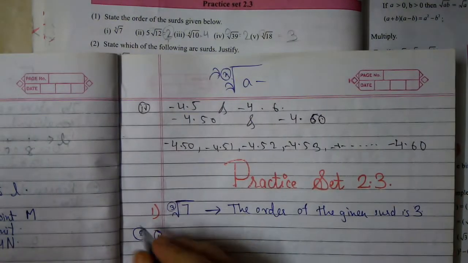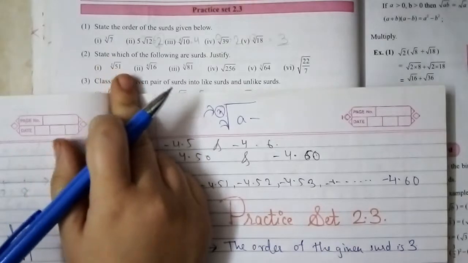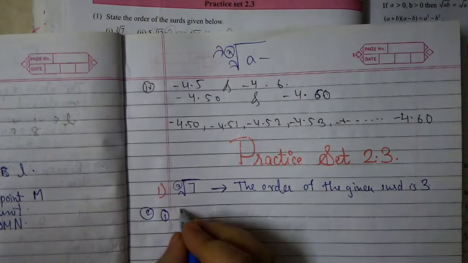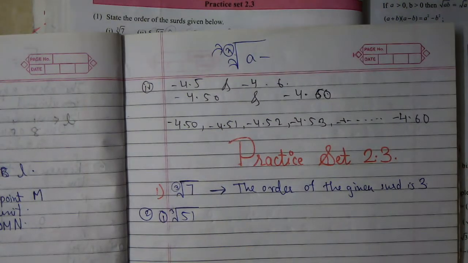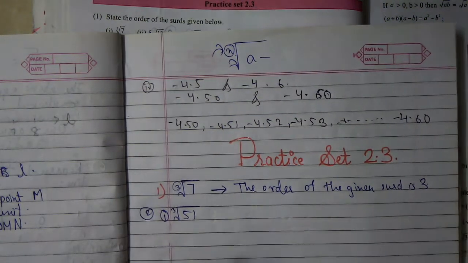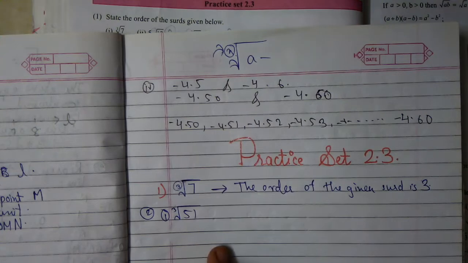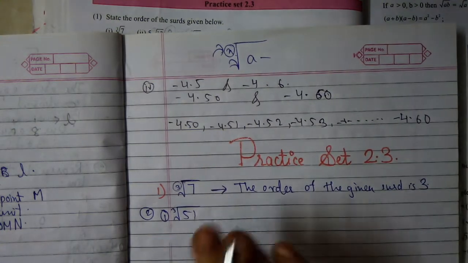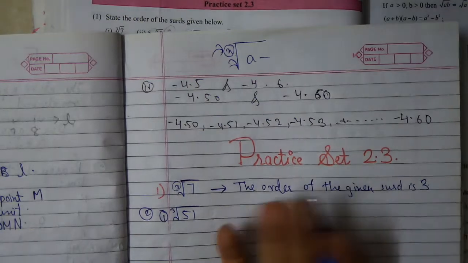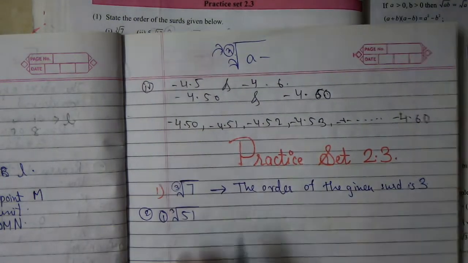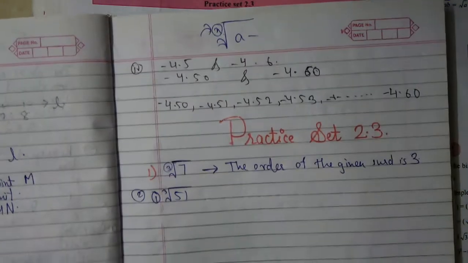The first question is given as cube root of 51. First we will write the number. Student, by looking at the question, it is clear that this is a surd, because 51 cannot be factorized. So it is a surd, but we will do it stepwise.